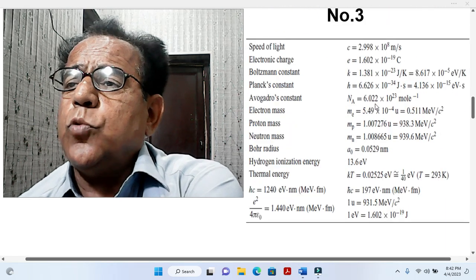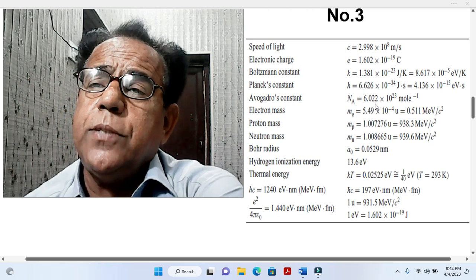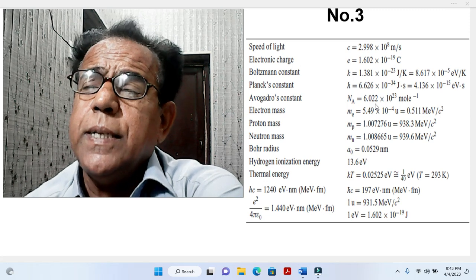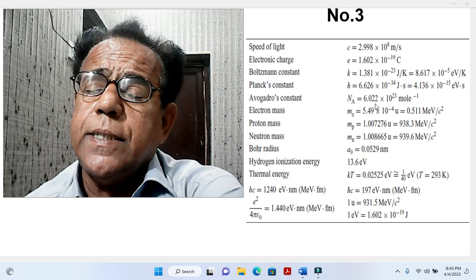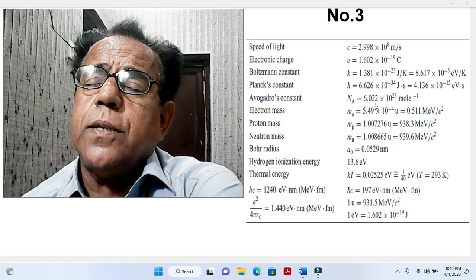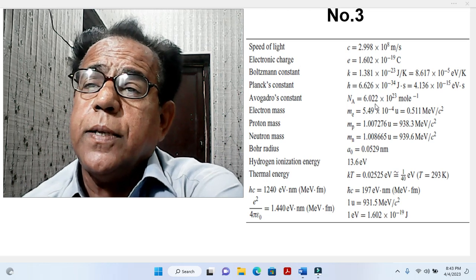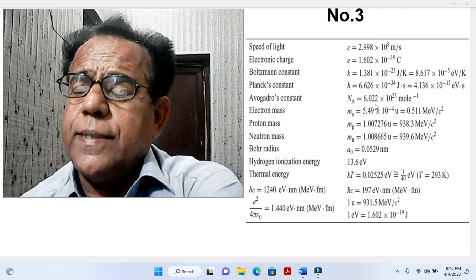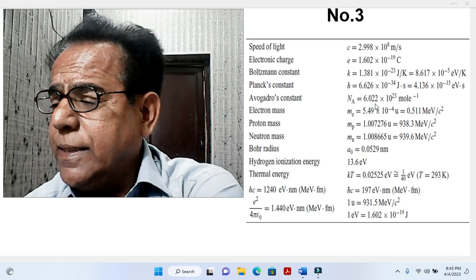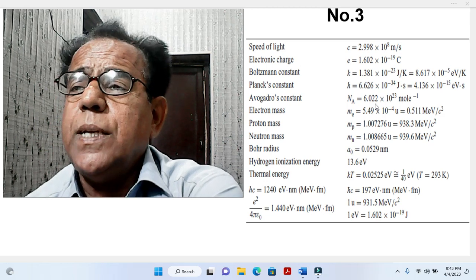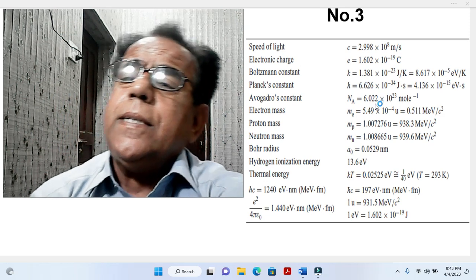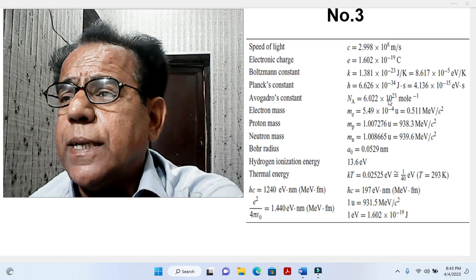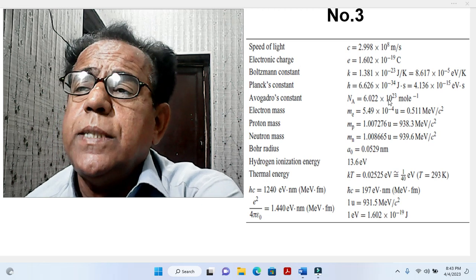Now we move to the third tool, which has also been chosen many times in our previous videos, but just to facilitate newcomers on YouTube, it is once again discussed in a little detail. In this table, the speed of light c equal to 2.998 into 10 to power 8 meter per second is given, which will be used in this problem.